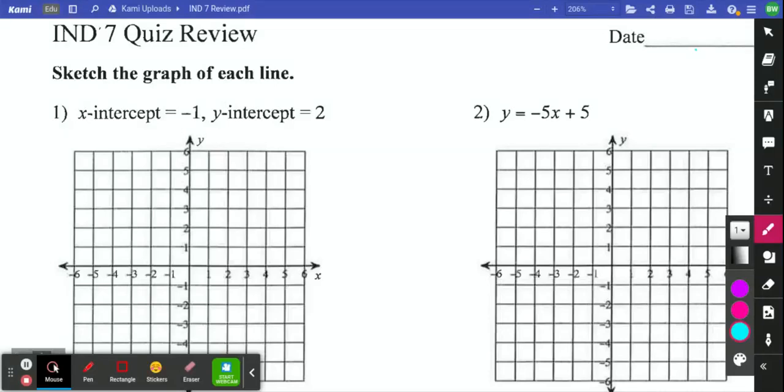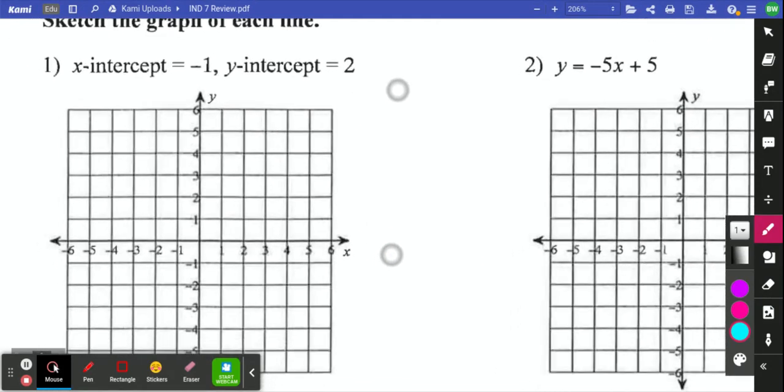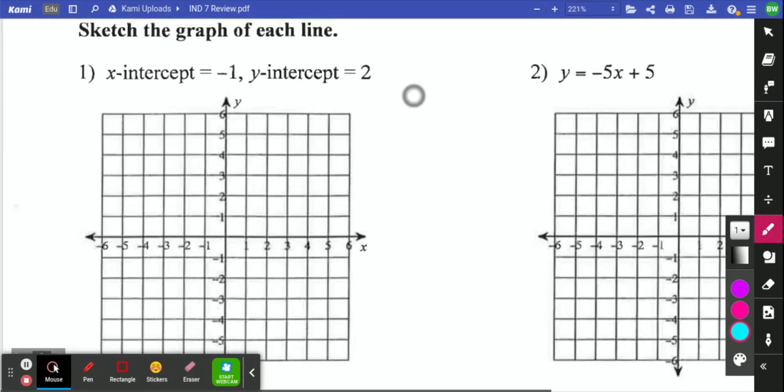Okay, so we're going to look at these review problems. So let's get started. This first one gives us the x-intercept and the y-intercept. These are really easy if you realize how to do this. You just plot those and connect them.